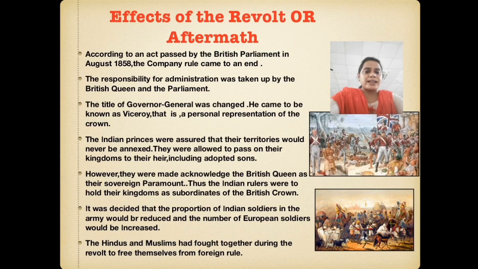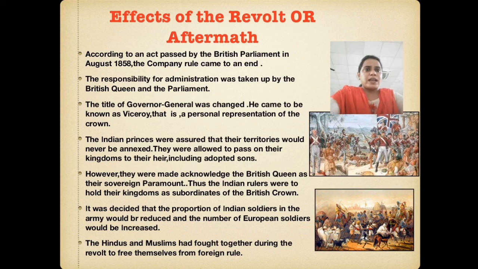It was decided that the proportion of Indian soldiers in the army would be reduced and the number of European soldiers would be increased. It was also decided that instead of recruiting soldiers from Awadh, Bihar, Central India and South India, more soldiers would be recruited from among the Gorkhas, Sikhs and Pathans.